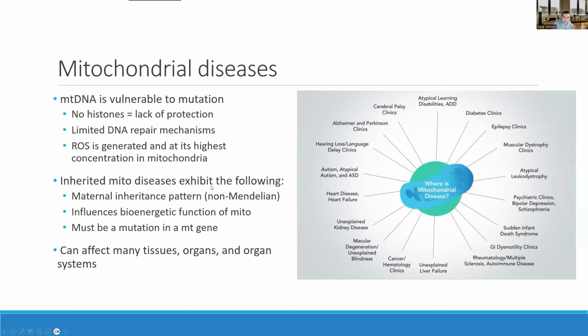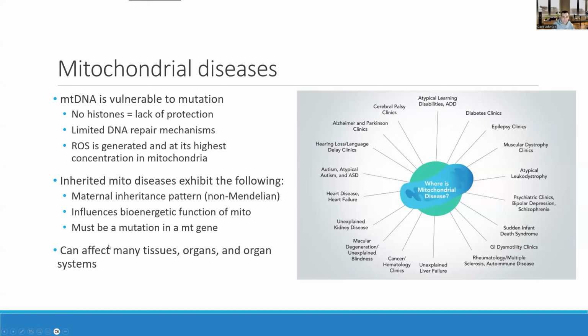So inherited mitochondrial diseases exhibit the following patterns. First, it's always a maternal inheritance pattern. It's not Mendelian. Remember, all mitochondrial DNA is inherited from the mother. You're often going to see impacts on energy production because these mitochondrial genes are all involved, or almost all involved, in the electron transport chain. And when you see all of these, it's likely the result of a mitochondrial gene. A mitochondrial disease has to impact a gene that's important for the mitochondrion.